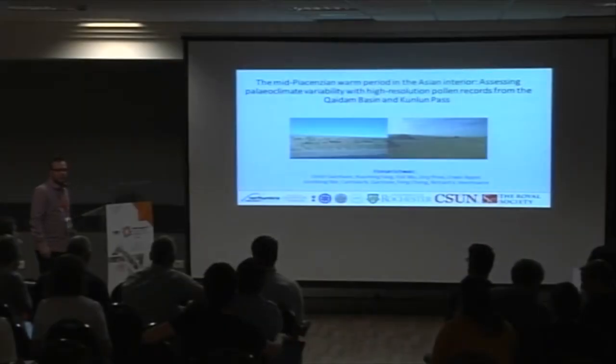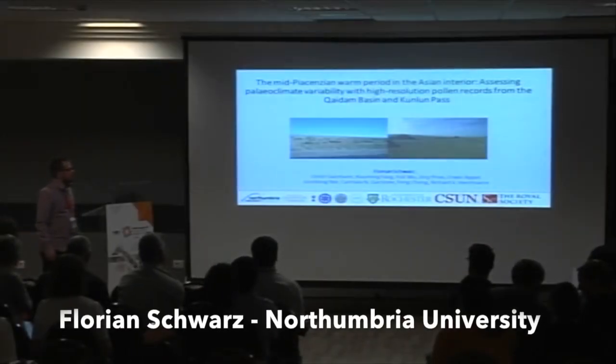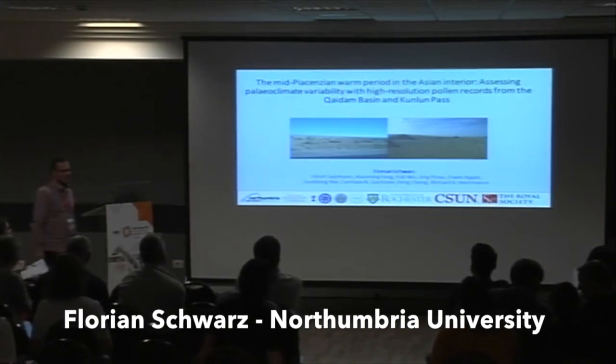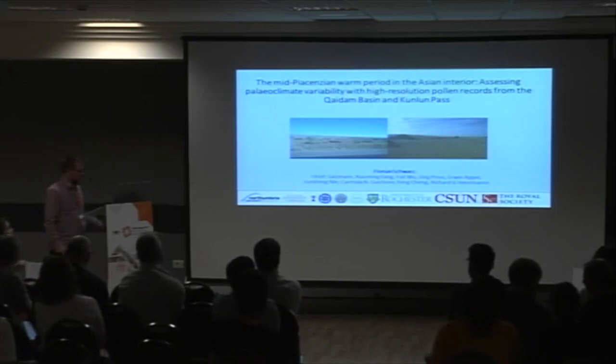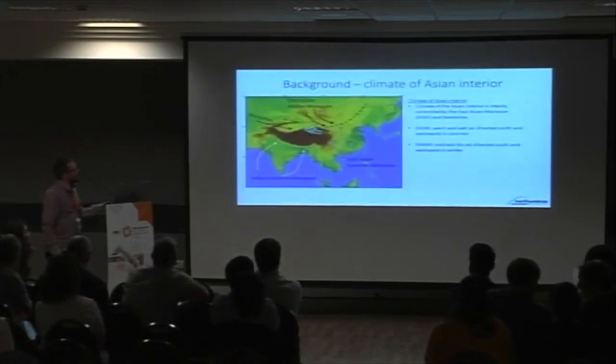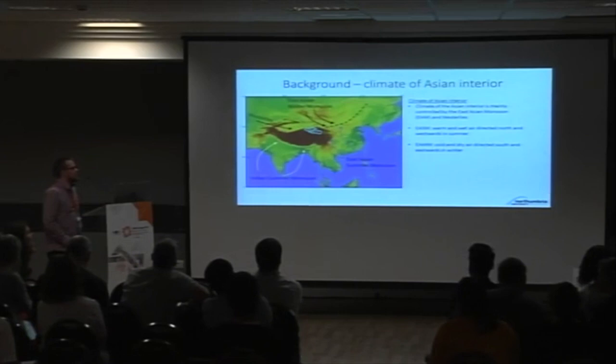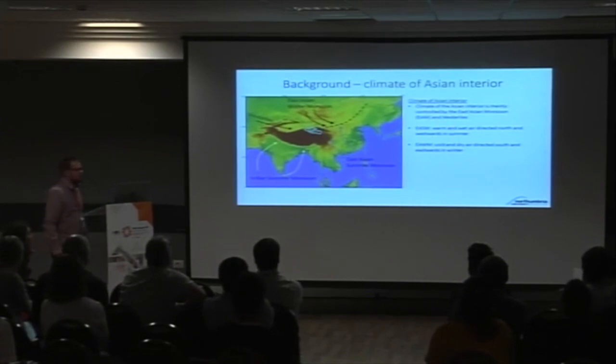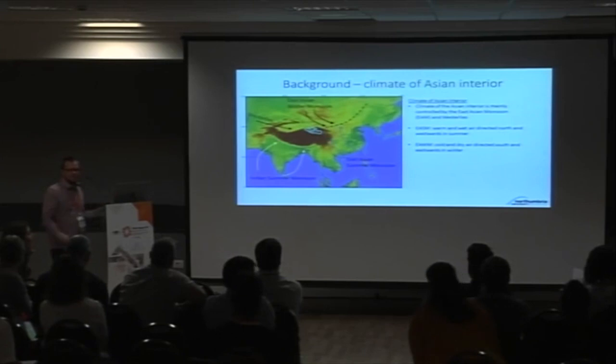Welcome everyone to my talk about the mid-Pliocene and the Asian interior. What you can see already from these two pictures is that I will take you to a very dry area today. The climate in the Asian interior is mainly controlled by the East Asian monsoon and the westerlies. The East Asian summer monsoon provides warm and wet air directed north and westwards during summer months, whereas the East Asian winter monsoon provides cold and dry air in winter months in the opposite direction.